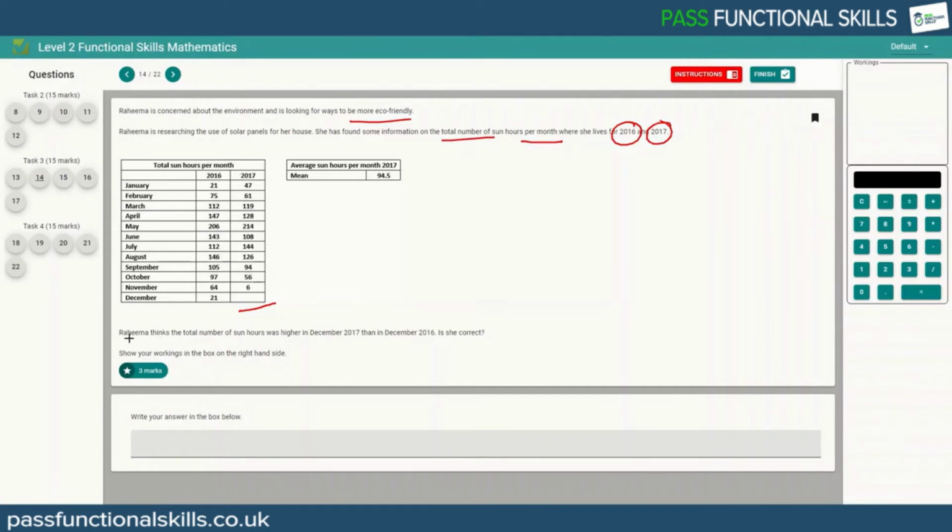What the question's asking is, Rahima thinks that the total number of sun hours was higher for December 2017 than in December 2016. So what we're going to have to do is find this missing data point and compare it to see if it's higher or lower than 21 sun hours. So for typical mean calculations, what we do is sum all the values given for that year. In this instance, we just add up all the values for 2017 divided by the total number of values, which is 12 months of the year, and that would give you the mean value.